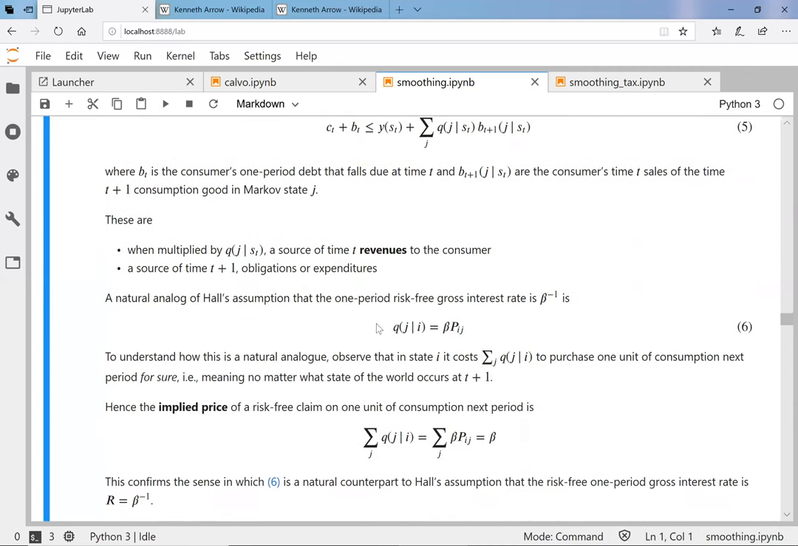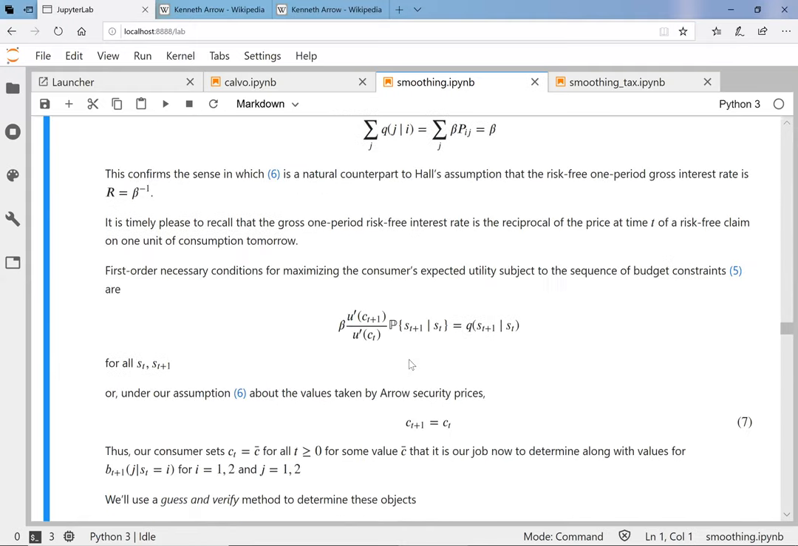And now what I'm going to do is make this up because I want to stick close to Hall. I'm going to say these Arrow security prices are beta times P_ij. Why? I don't have a theory of it. I'm just making it up because I want the counterpart of the risk-free rate to be equal to beta inverse. Okay.